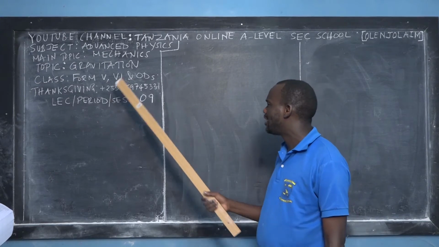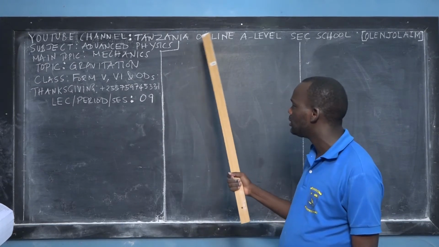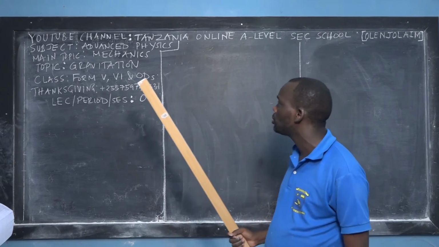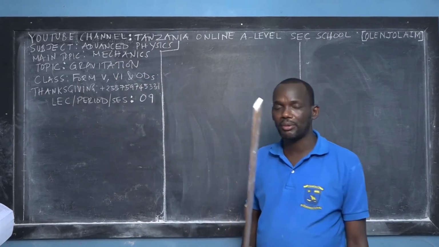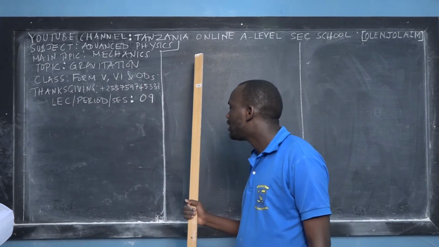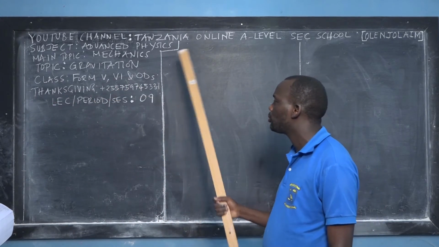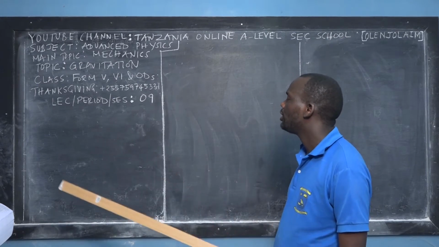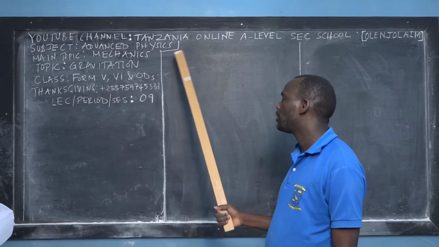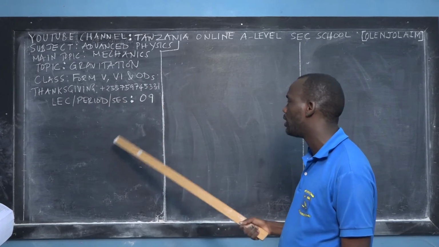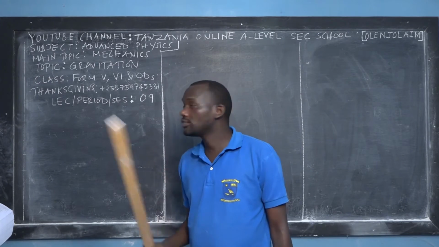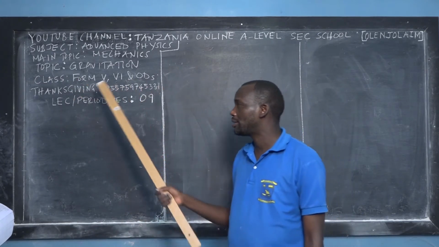And also we have three departments in this online A-level secondary school: the department of mathematics, the department of physics, and the department of chemistry. Now we are in the department of advanced physics, and the subject we are going to learn today is advanced physics. The main topic is mechanics, and the subtopic is gravitation. This material is for Form 5 or Pre-Form 5, Form 6, and also ordinary diploma students. That's the little introduction concerning the department and the video.